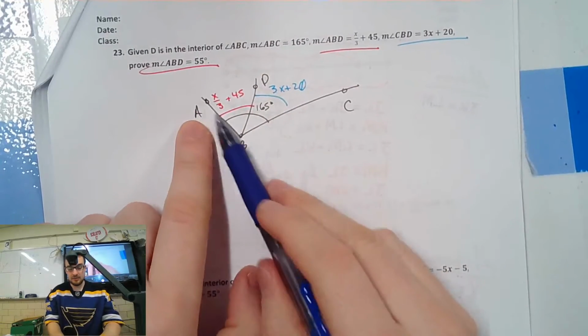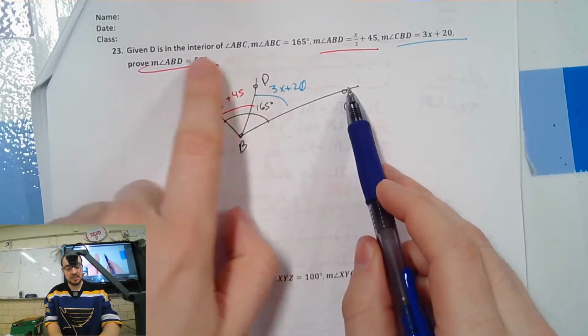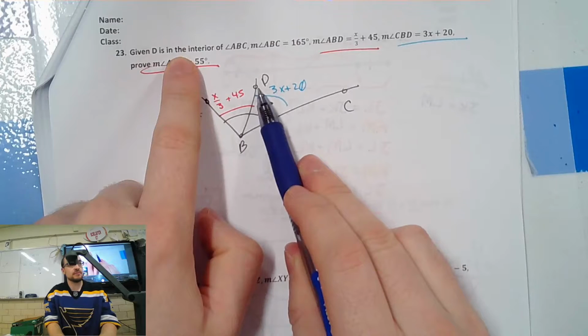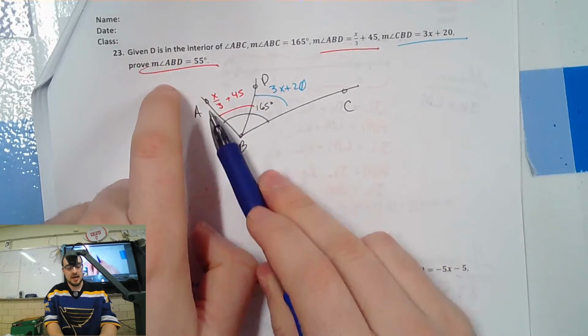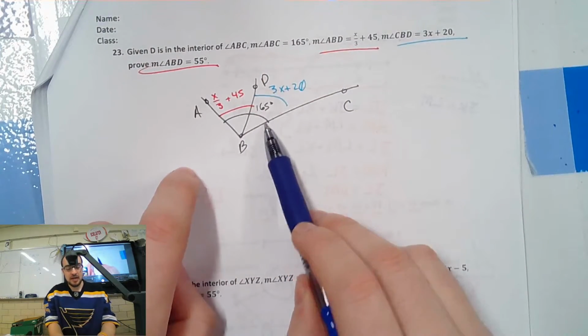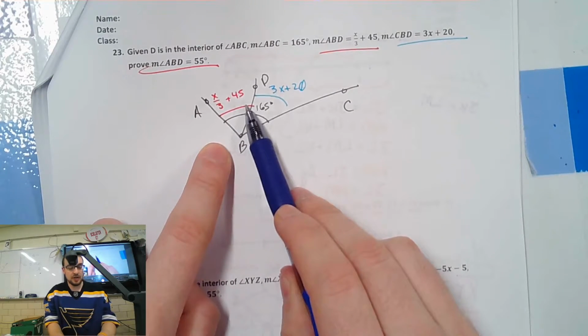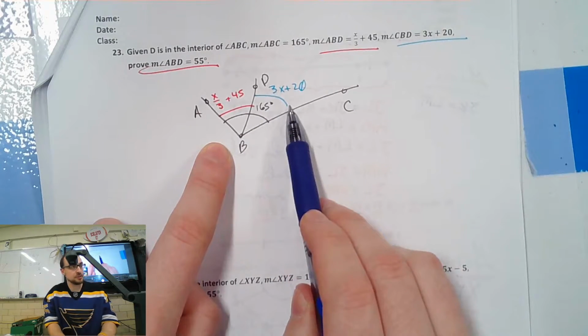ABC is an angle. D is in the interior, so I put it in the inside. ABC, they said, is 165. ABD, they said, was x over 3 plus 45. They said CBD was 3x plus 20.